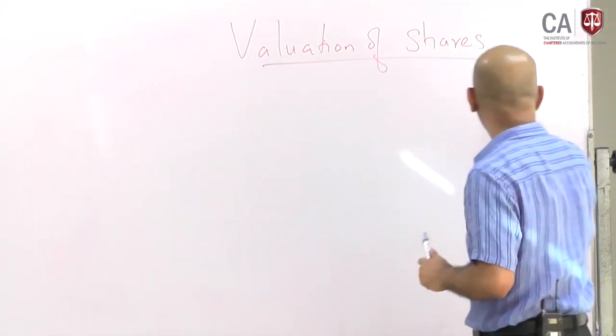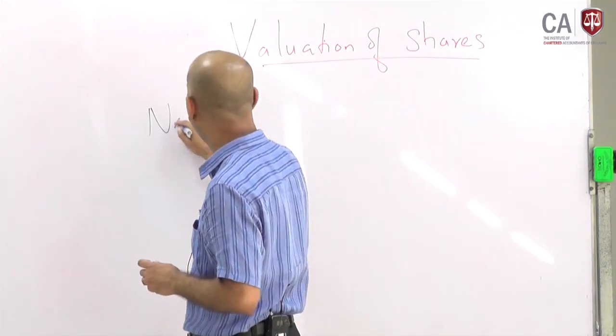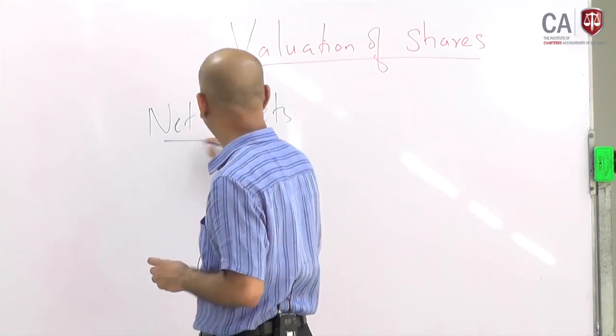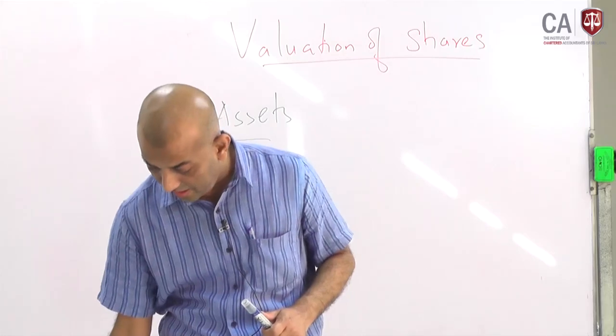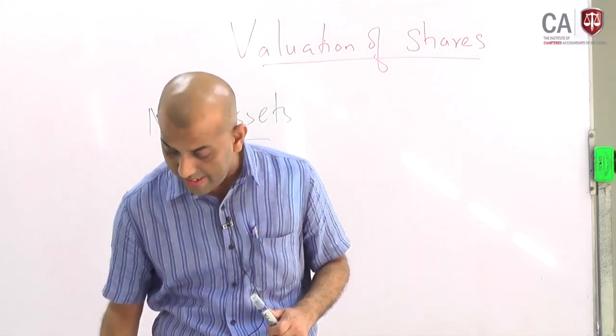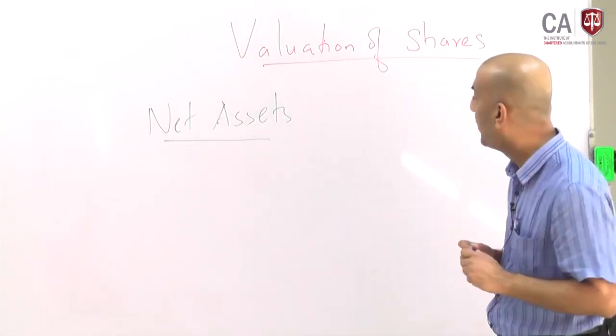Then starting from the first method of valuation, which is net assets basis of valuation. So what is this net assets basis of valuation? You might see that in chapter 5, page 101, it basically continues for a couple of pages, which is based on net asset basis of valuation.